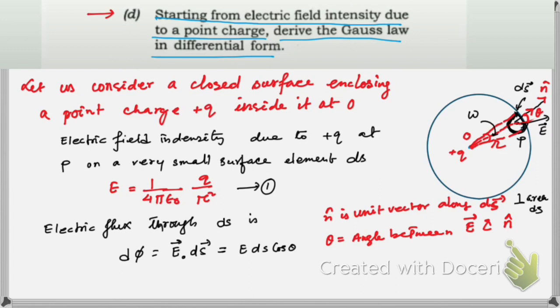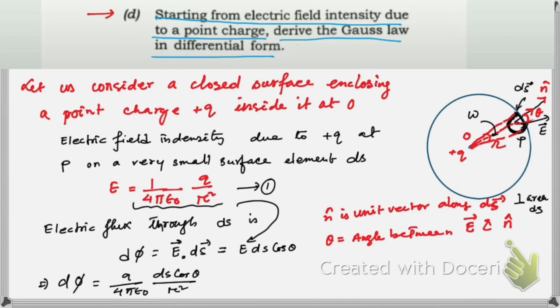Okay, now what we're going to do is put the value of E from equation number 1 here. Then what we will get is d phi is equal to q by 4 pi epsilon naught ds cos theta by r square, right? We can write that way using 1. So just wait, and let me put this one as well. So E vector dot ds, right?